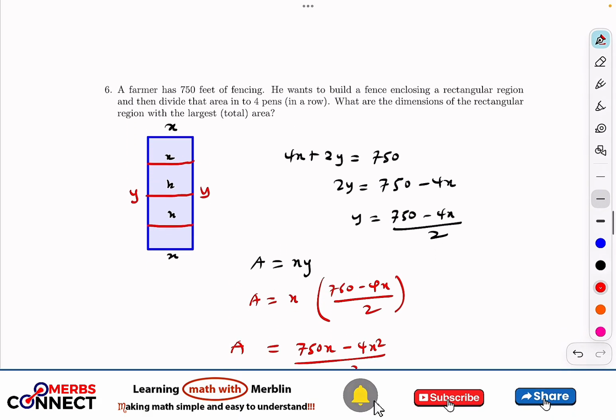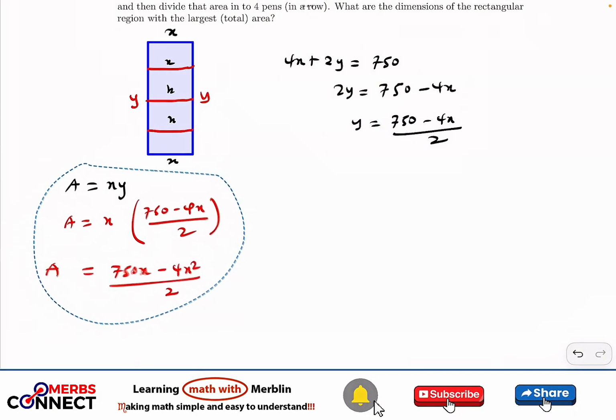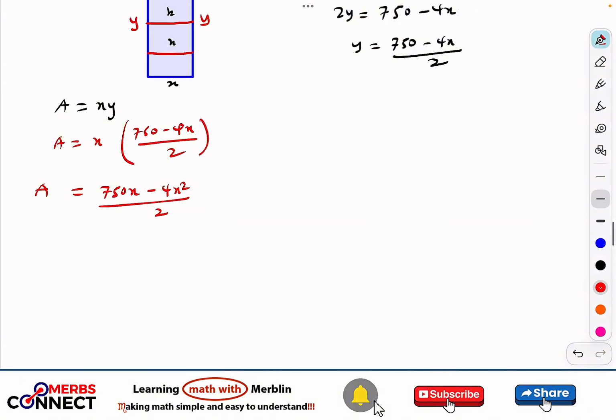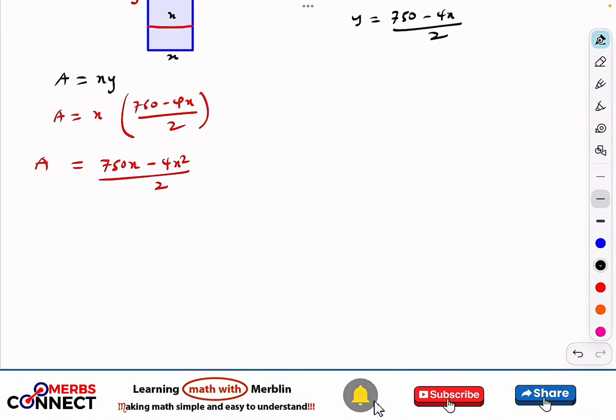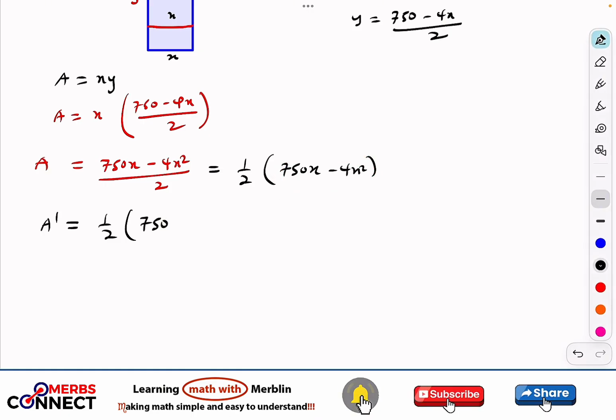Now because we want to find the dimensions, then we need to take the first derivative and then look for our x values and verify if it's indeed the dimension. So now let's find f prime, A prime, but don't forget this is the same as 1 over 2 times 750x minus 4x squared. So this is just a constant. So A prime here will be equal to, I have my constant, differentiate what is inside, and we are going to have 750 minus 8x.